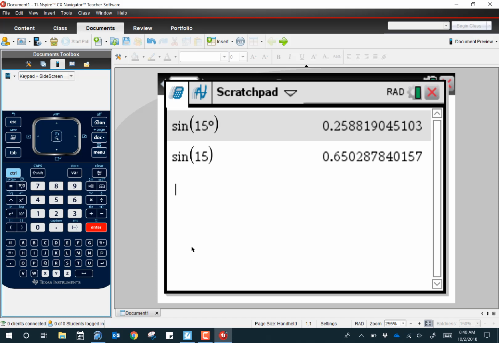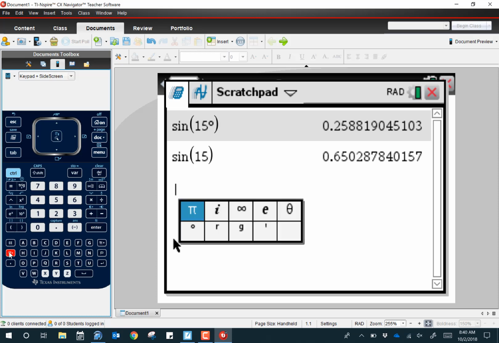All right, so you could also do the same thing with radians. You see this little r? So if you're in degree mode and you want to calculate something in radians, you can use that little r, kind of like a degree, and it will force it to do radians. So just a little something on your calculator.